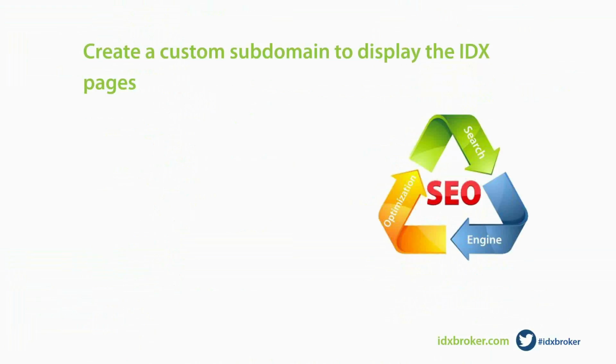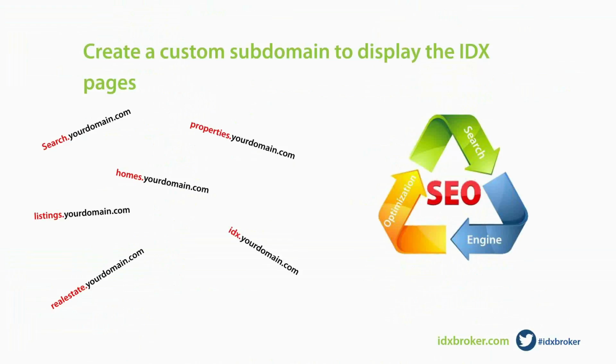When you create an account with IDX Broker, you'll choose a custom subdomain or you'll use the default. The default is going to be yourdomain.idxbroker.com, which isn't going to give you any direct SEO to your root domain. When you set up an account, we strongly encourage every single person to set up a custom subdomain. That subdomain can be any phrase that you want: search.yourdomain, properties, homes, listings, IDX, real estate, and depending on how your account and website are set up and your URL structure, you could even use www as a subdomain.